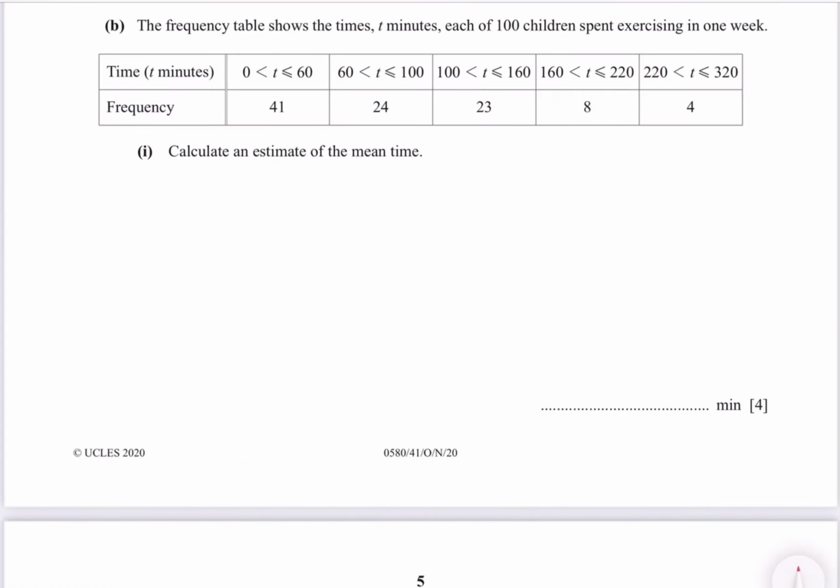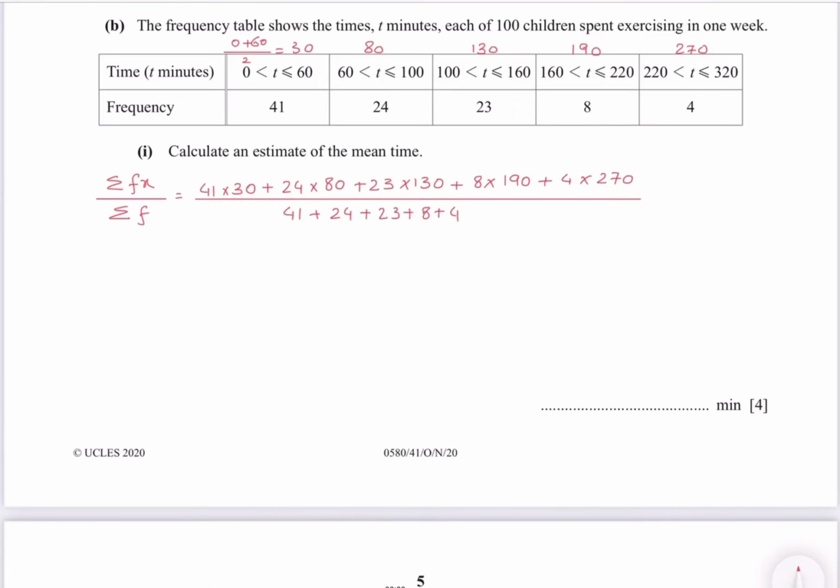Okay, in part B, the table of time and its frequency is given for 100 children spending time exercising in 1 week. Estimate the mean. So to calculate the mean, we have to find out the mid value. So mid values are 0 plus 60 divided by 2 and so on. Do all this for midpoints. Now sum of f times x over sum of f. So 41 times 30 plus 24 times 80 and so on. Divide by the total of frequencies. Now use the calculator. Your mean time is 87.4.